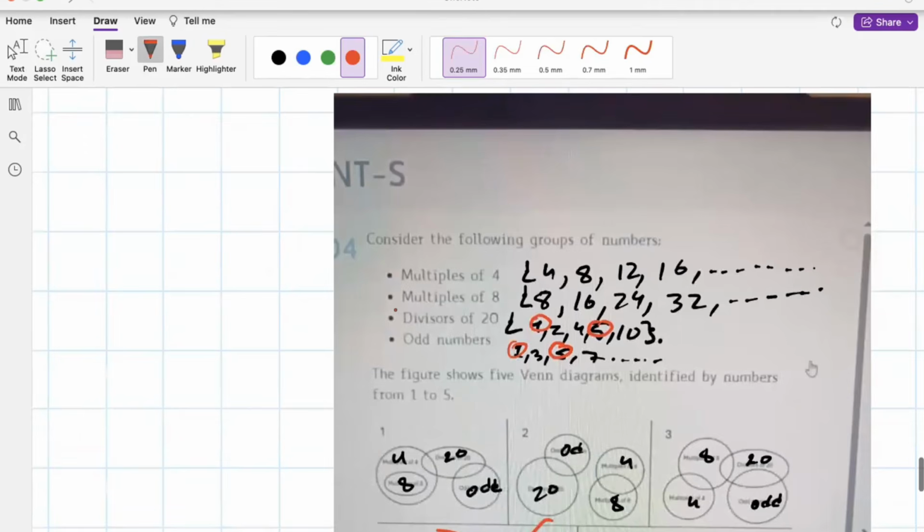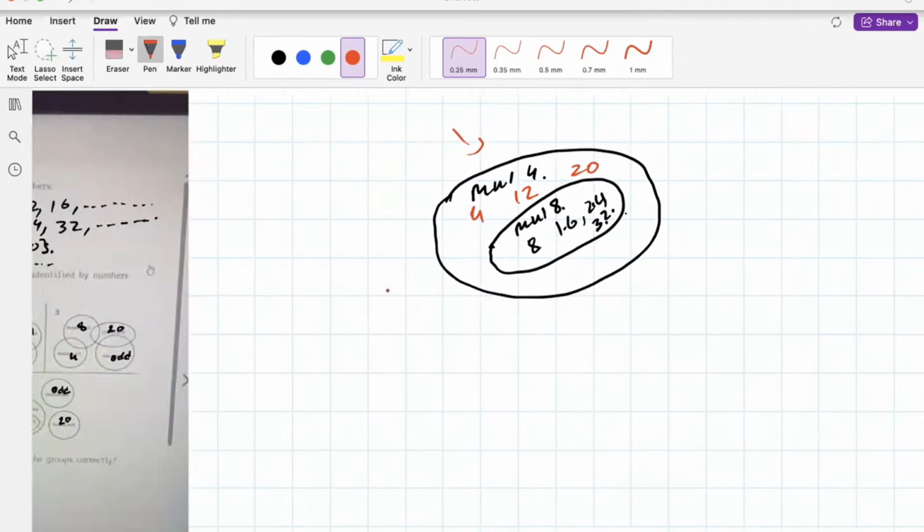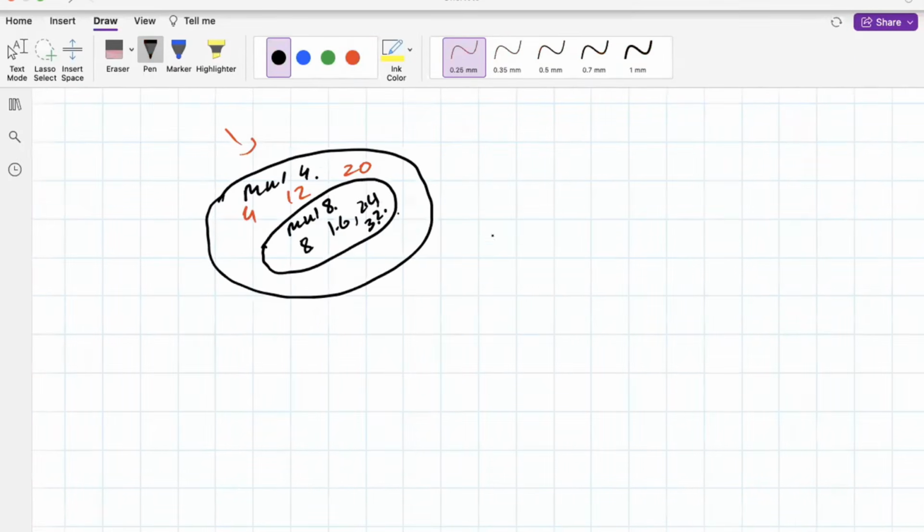Now, what is the relationship between odd numbers and multiples of 8 and multiples of 4? Do you agree that they don't have anything in common? So there are no numbers in common between even numbers and odd numbers, because multiples of 4 and multiples of 8, all of them are even. So let me write, these are the odd numbers.